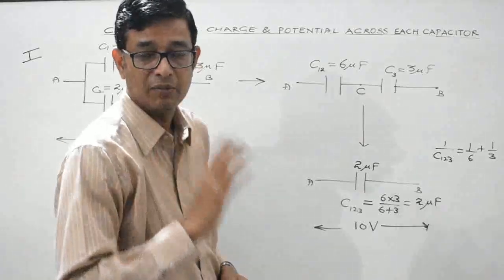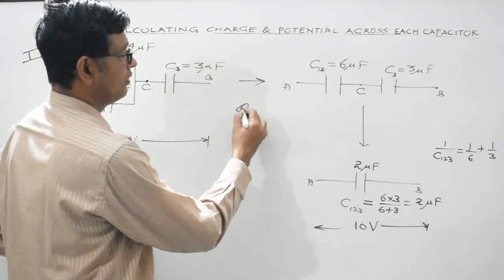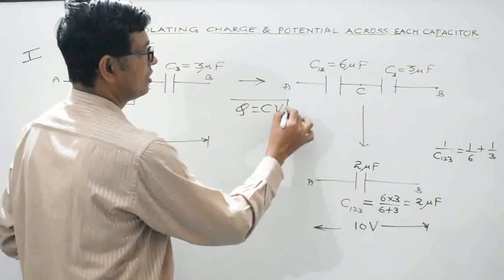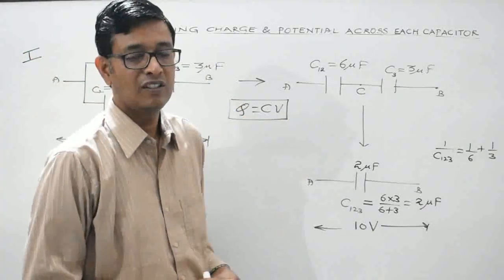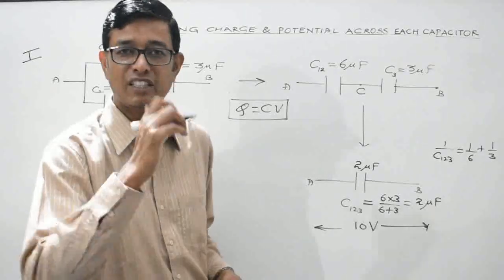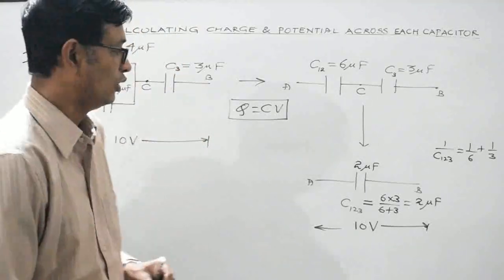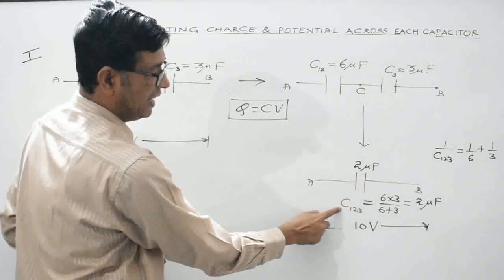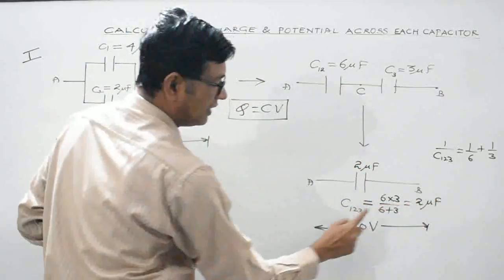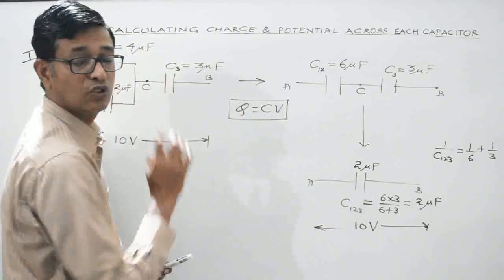Now, this is the master formula. You all are aware: Q equals CV. Out of these 3, if 2 are known to us, then the third one can easily be determined, isn't it? So here, look at this. Now we will follow the reverse step. Over here, net capacitance is 2 microfarad. Net potential is 10 volts, so we can easily find out the charge.